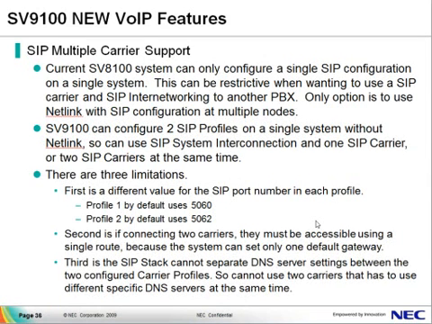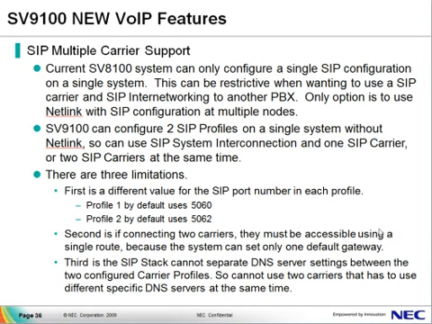SIP multi-carrier support. The sv8100 system can only configure a single SIP configuration. This can be restrictive when wanting to use a SIP carrier but also SIP internetwork to another SIP enabled PBX. The only option to be able to do this is to use a Netlink configuration, with the SIP configuration to the carrier on the primary node for example, and the SIP internetworking configuration on a secondary node.